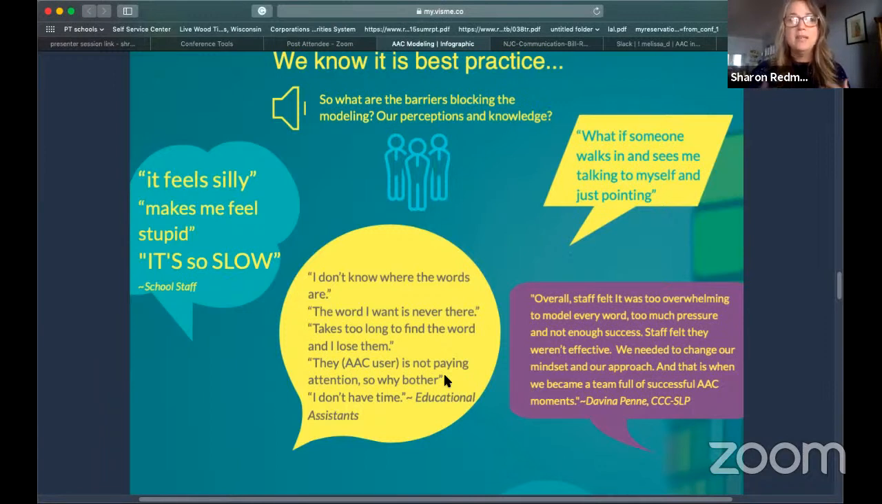And so we need to listen to our AAC users and find areas of when they start shutting down. How long do I have to find a word or to model this before they check out? How do I keep them engaged, right? And understanding that it is not our AAC users' job, it's our job. It is our job to keep them engaged. It's our job to model.